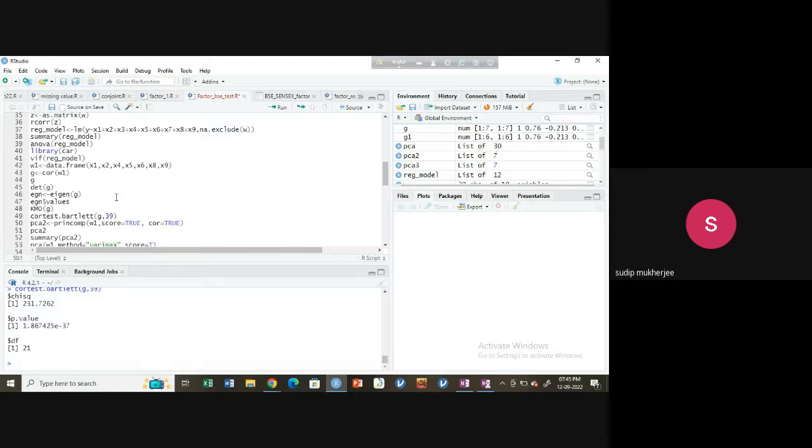Clear up to this. Now, the next part. How many factors are there? Out of these variables, how many variables do you consider? 1, 2, 3, 4, 5, 6, 7. So you are considering 7 variables. With the help of these 7 variables, how many factors can we construct? For that purpose, the function is eigen, on the basis of the correlation matrix.